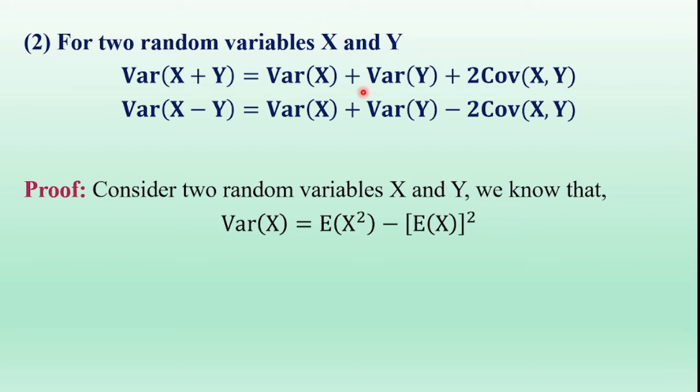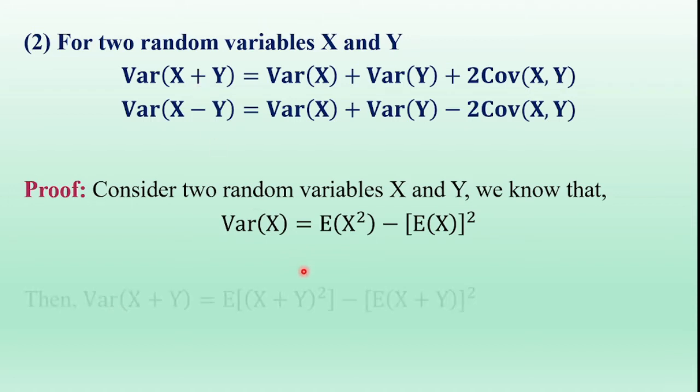So this property is already explained in the concept of variance. Next, coming to the proof, consider two random variables, capital X and capital Y. We know that variance of X is equal to expectation of X square minus expectation of X whole square. First we want to prove that variance of X plus Y is equal to the above expression. So this is the variance of X expression.